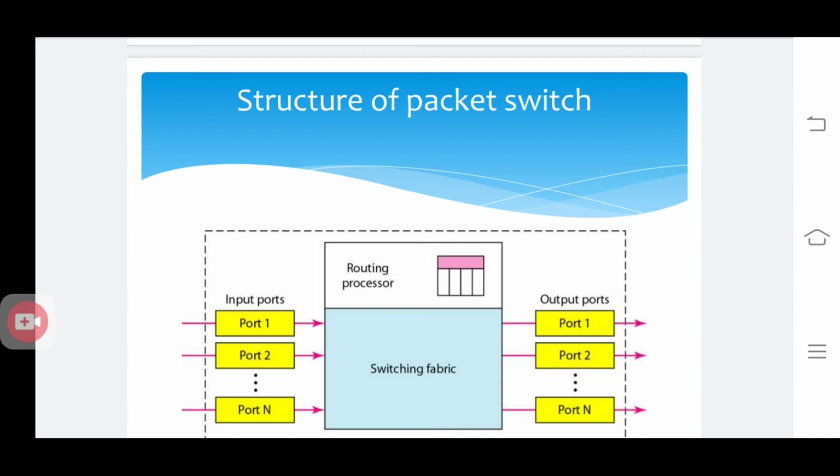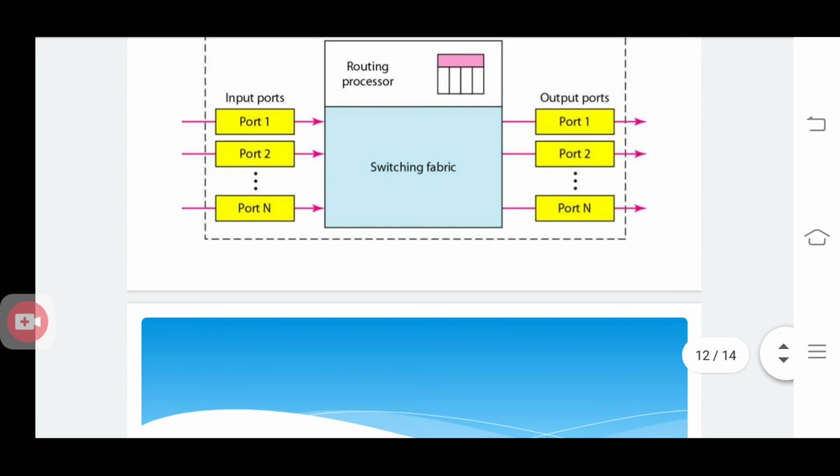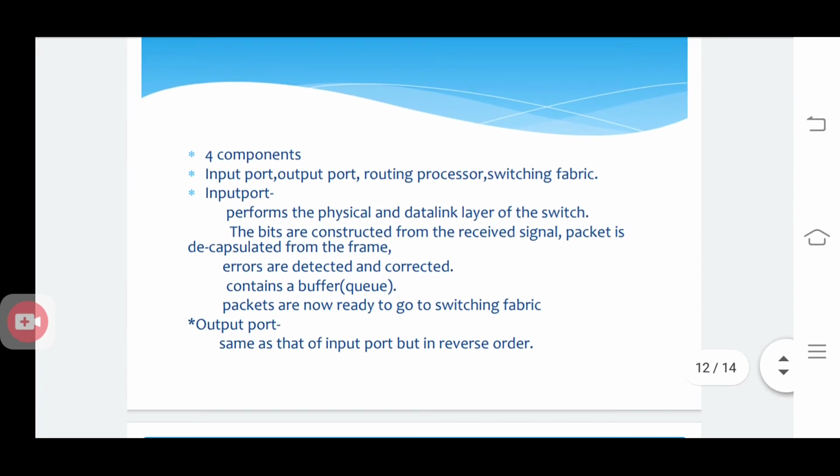Next we have the packet switch structure. We have a number of input ports as well as output ports, along with a routing processor and a switching fabric. So there are four main components of a packet switch: input ports, output ports, routing processor, and switching fabric. Next, what are the functions of these components?